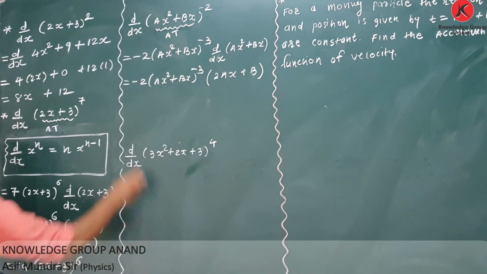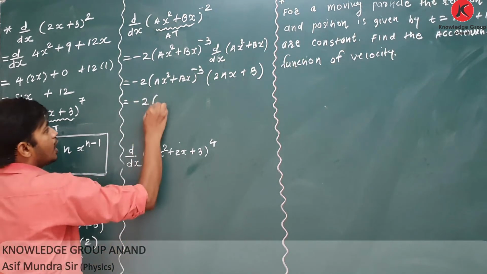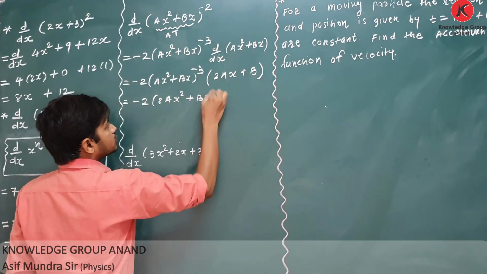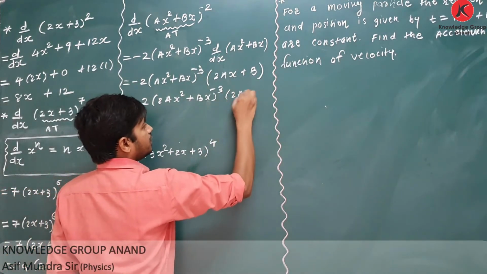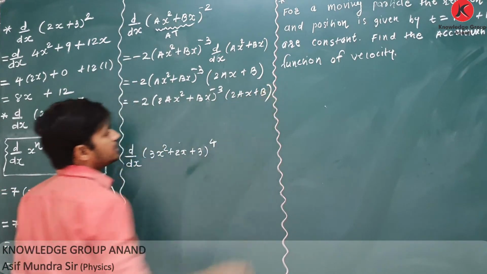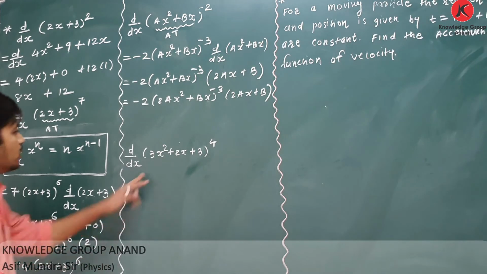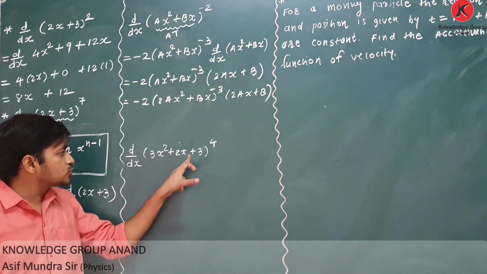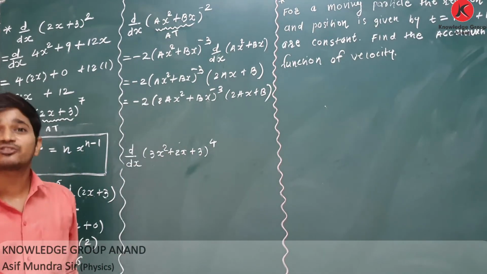Clear about this? Then it is equal to minus 2 (ax² + bx)^(-3), and yes, you can write this term as it is, (2ax + b). Clear? Okay, yes, it is your answer. Now the last question. See, d/dx of (3x² + 2x + 3)^4. How to find this whole raised to 4?